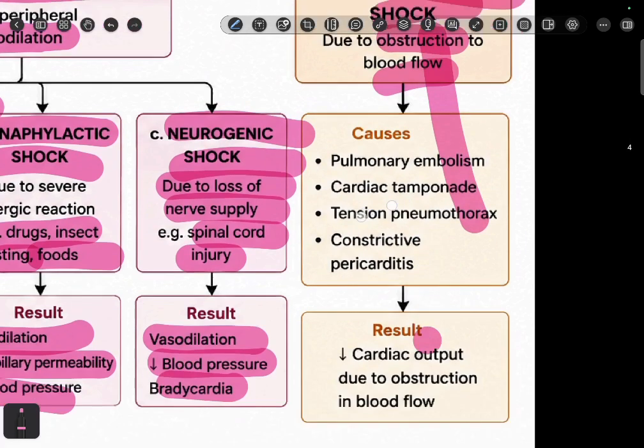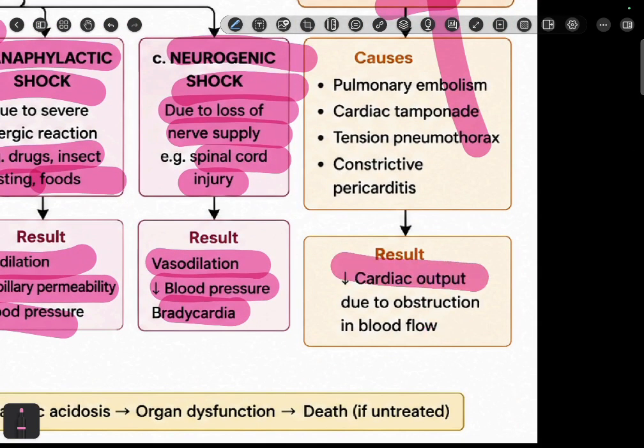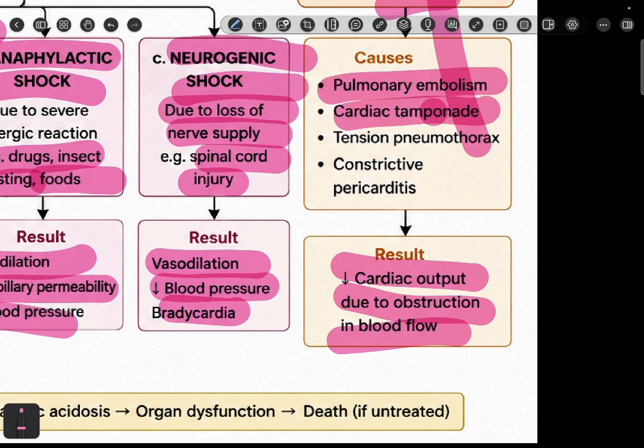This leads to decreased cardiac output due to obstruction in blood flow, decreased oxygen delivery to tissue, and increased risk of organ failure. It may be caused due to pulmonary embolism, cardiac tamponade, tension pneumothorax, and constrictive pericarditis.